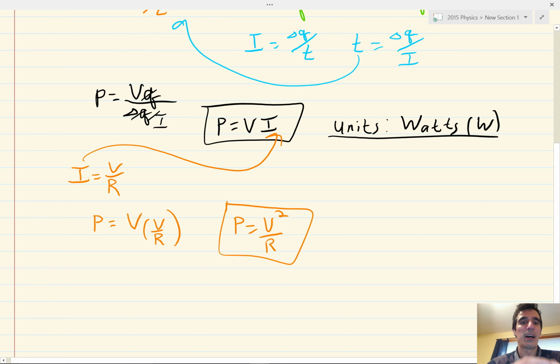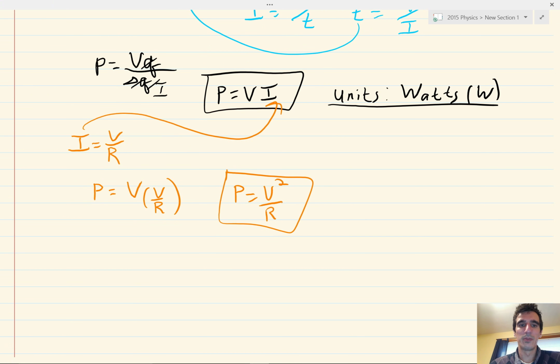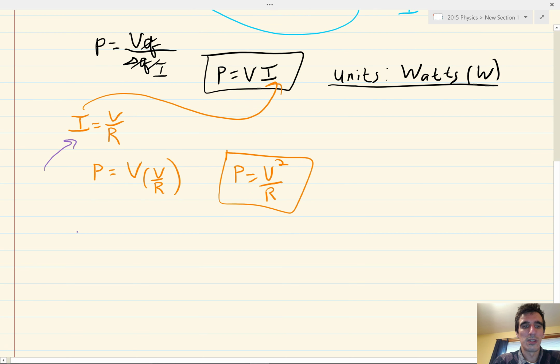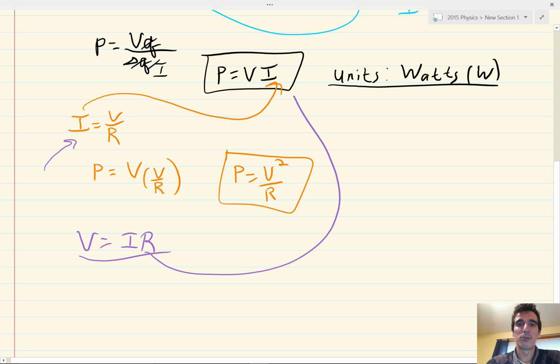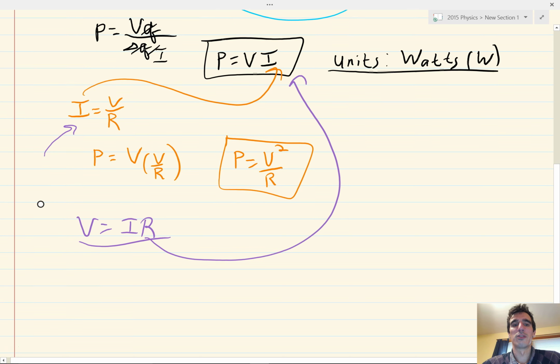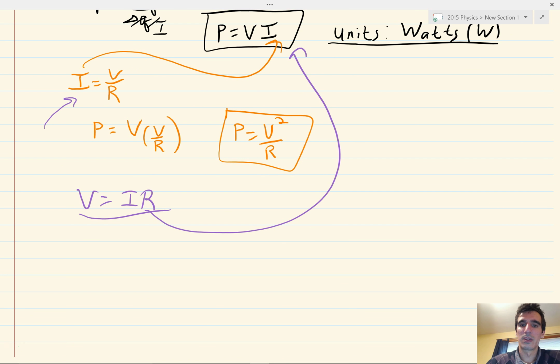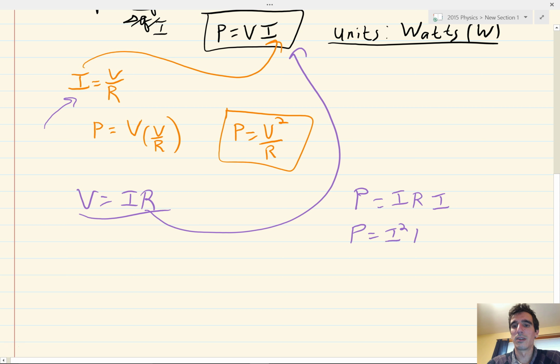Okay, so we're still going to look at I equals V over R. This time, let's solve it for V. So that leaves us with V is equal to IR. Alright, so we're going to plug V equals IR back into the original power formula, except we're replacing V with IR. So that gives us P is equal to V, which is IR, so IR times I. I times I is I squared, so our last formula is P is equal to I squared R.